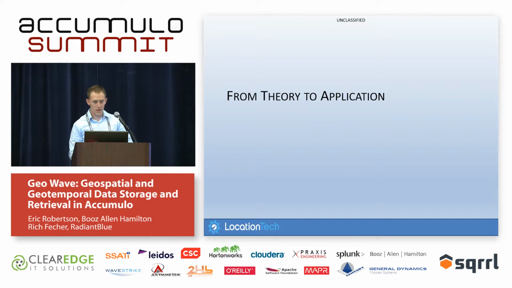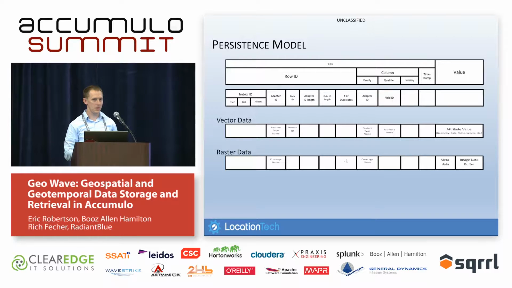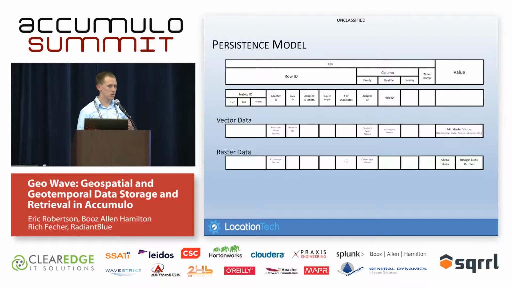So hopefully you understand why we want to preserve locality from n-dimensional space. Things close in n-dimensional space are also close in a single dimension. And we use that to represent our primary classes of geospatial data, which are vector and raster. For vector data, we have features and attributes. Generally you have a geometry, and then you have various attributes associated with that geometry. And we precede everything with that space-filling curve, locality-preserving ID.